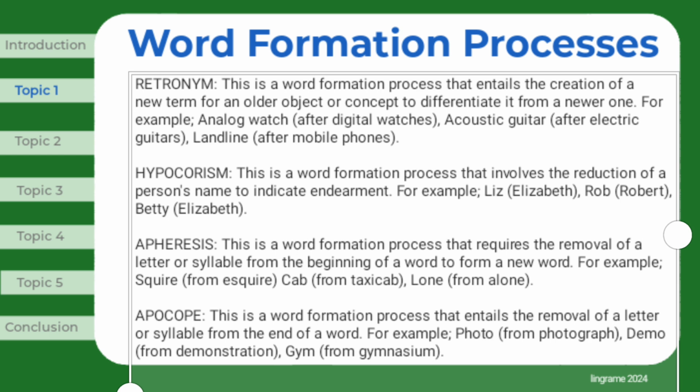Hypocorism. This is a word formation process that involves the reduction of a person's name to indicate endearment. For example, Liz, Elizabeth; Rob, Robert; Betty, Elizabeth.